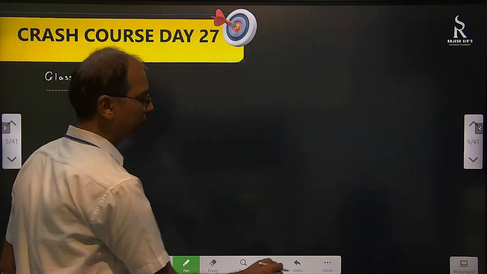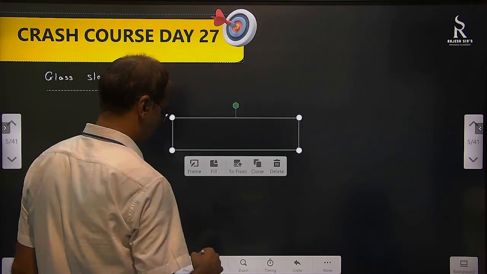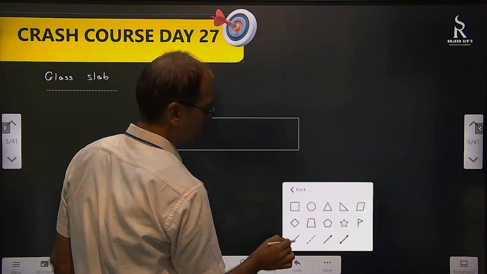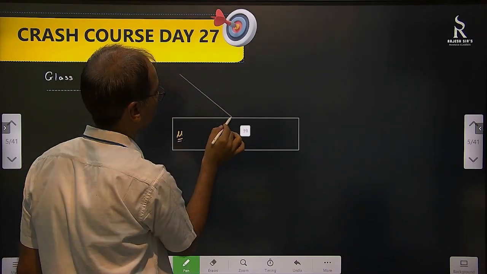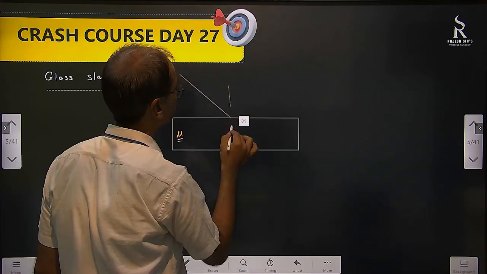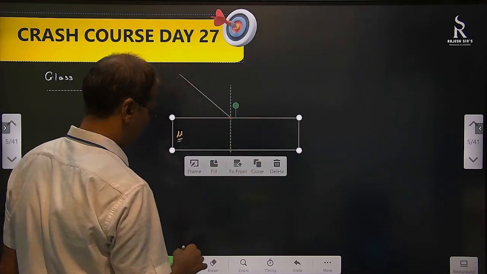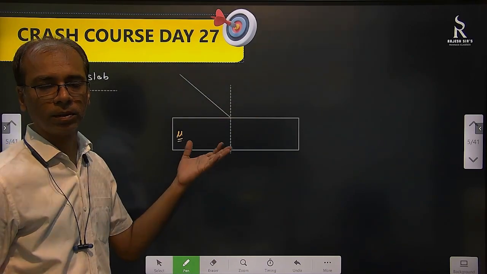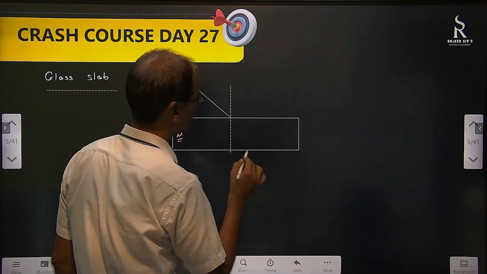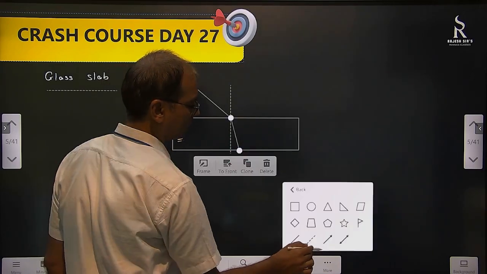Now let us see glass slab. In the glass slab, how is refraction happening? This is a glass slab. Suppose its coefficient of refractive index I am taking as mu, and the incident ray is coming in this way. This is the normal here. Since it's a glass slab, I am considering this to be a denser medium. So what will happen to the ray? It will go towards the normal. So it's going towards the normal, then goes in this way. Now again refraction.